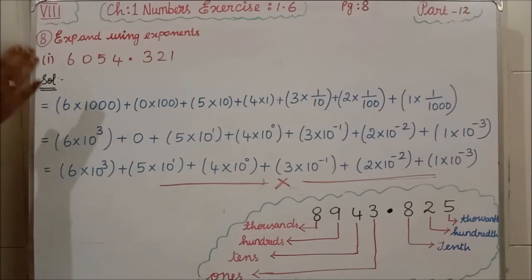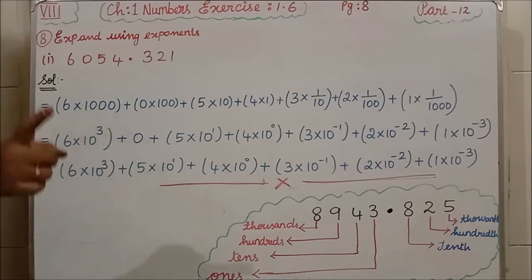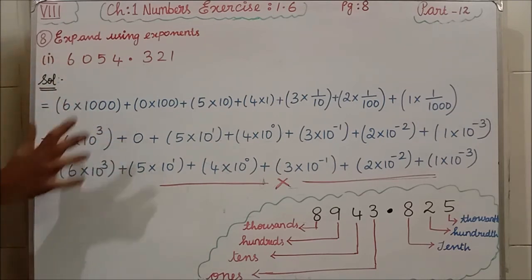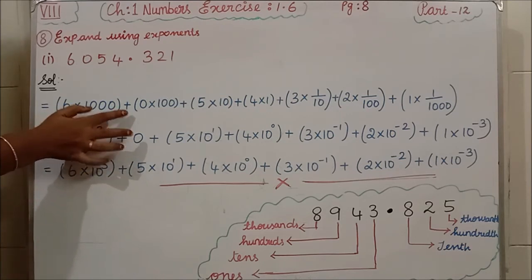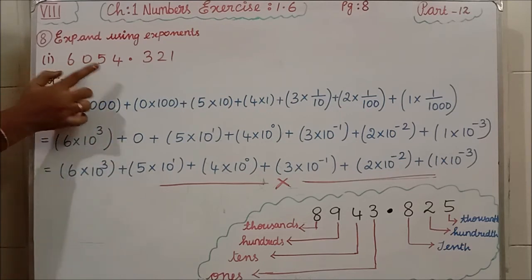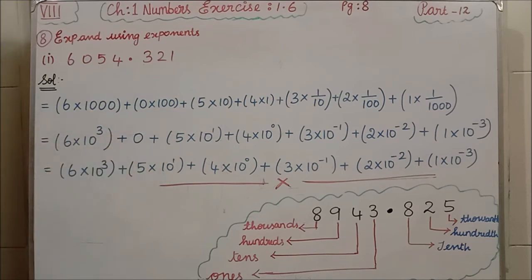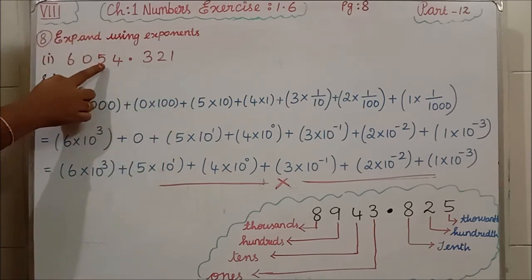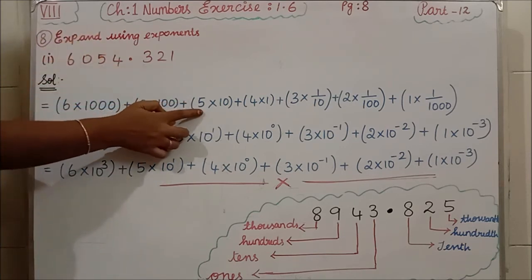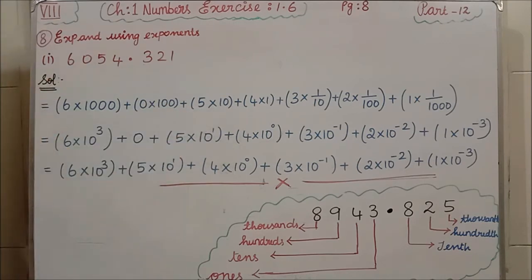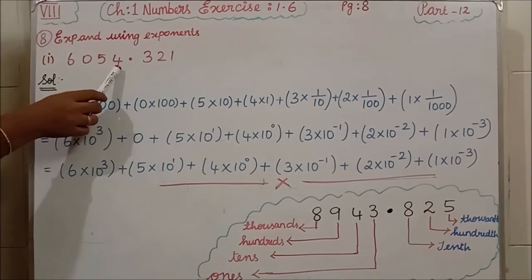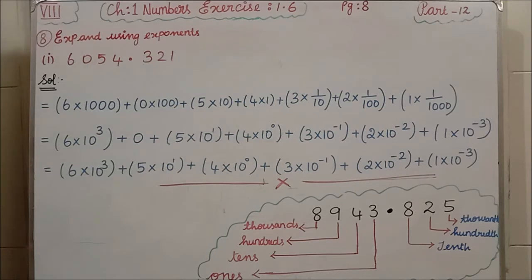Now according to that I am going to write. You said 6 is in the thousands place. So 6 into 1000 plus 0 is in the hundreds place, 0 into 100 plus 5 is in the tens place, 5 into 10 plus 4 is in the ones place, 4 into 1.